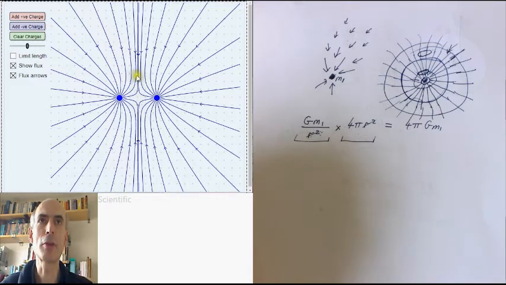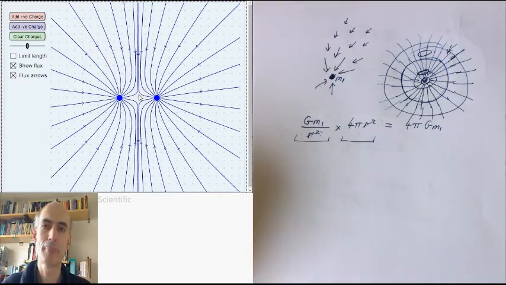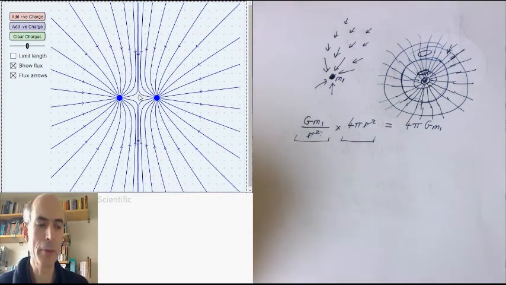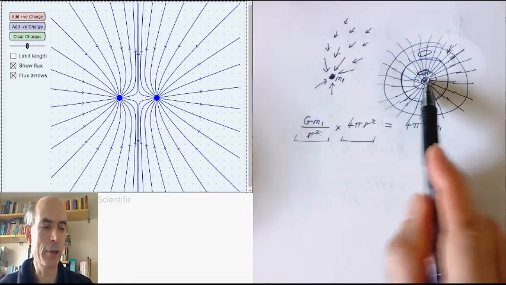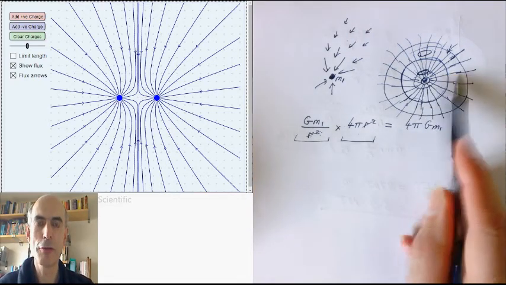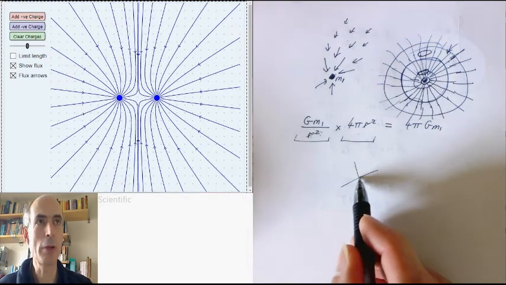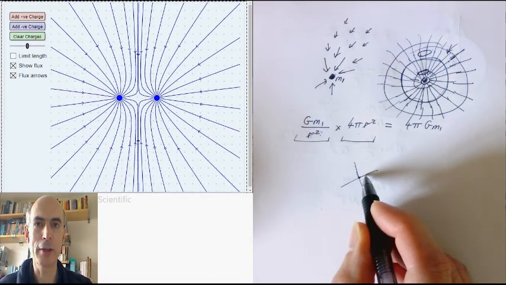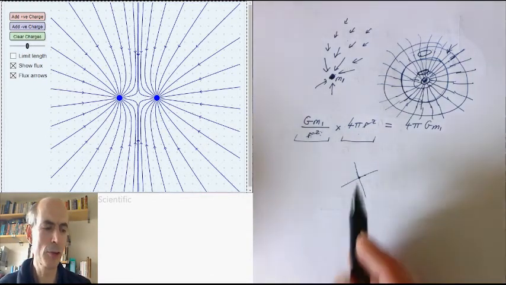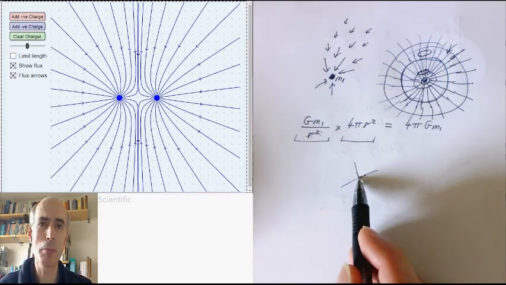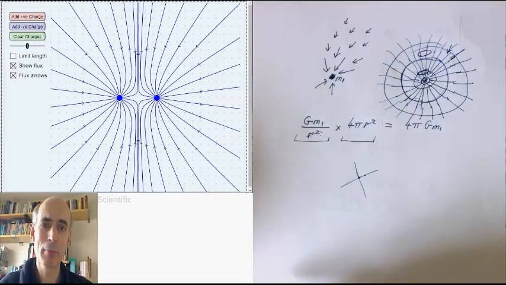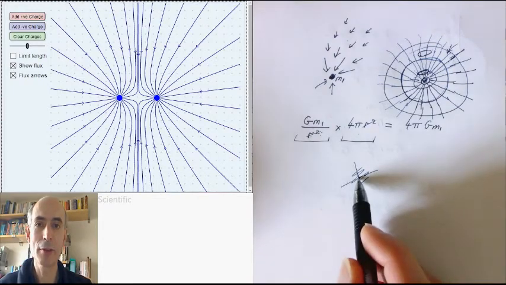You'll also notice something quite important. Flux lines never cross. They can't, if you think about it, because the direction of a flux line is always in the direction of the field strength. And if flux lines crossed, that would mean that at that point where they cross, the field is in two directions. One along one flux line and one along the other flux line. Well, that makes no sense at all. The field at the same point in space cannot be in two different directions at the same time, which means that flux lines can never cross.